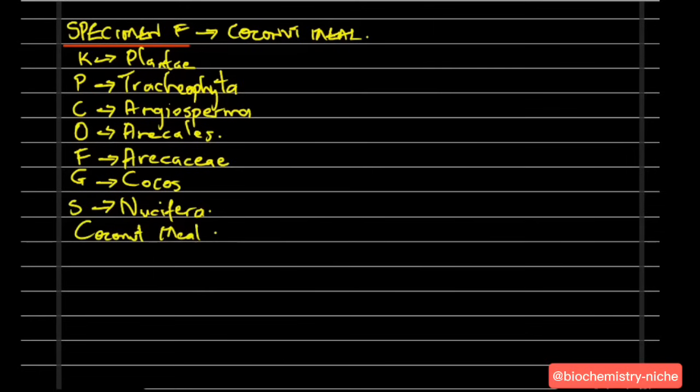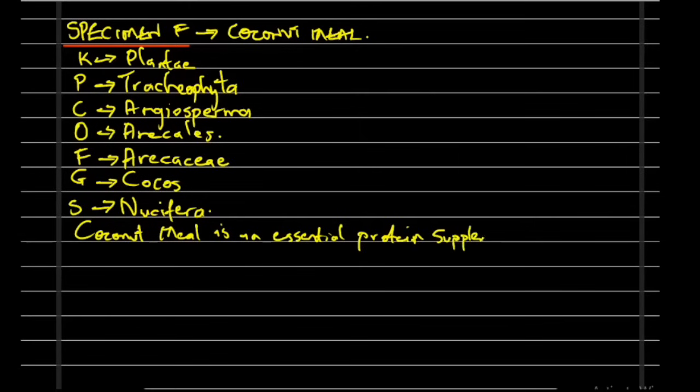Coconut meal is an essential protein supplement that is added to the feeds of livestock in many countries. Now, this particular meal is claimed to increase the milk fat content of the animals, particularly in the dairy product.